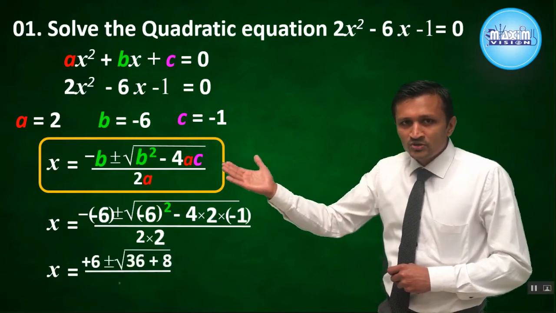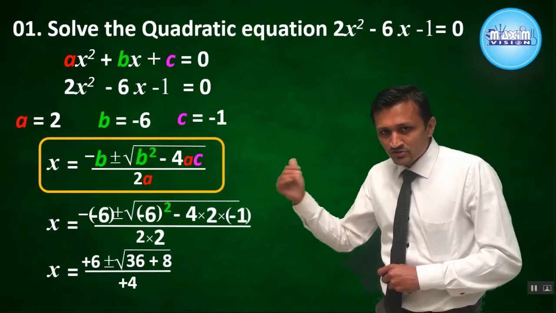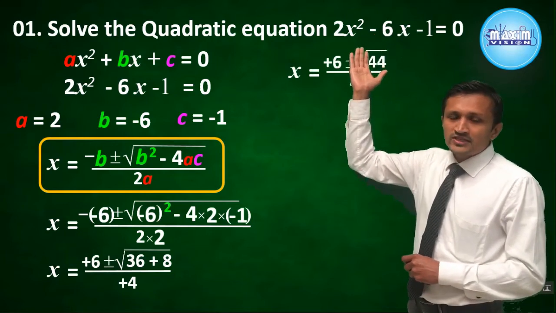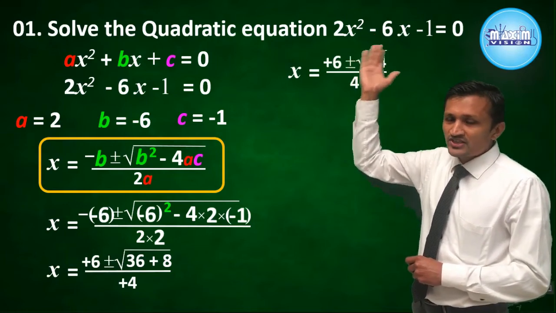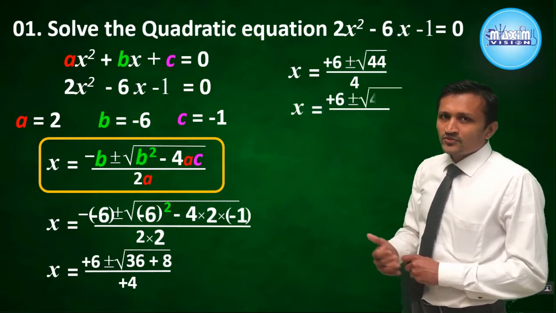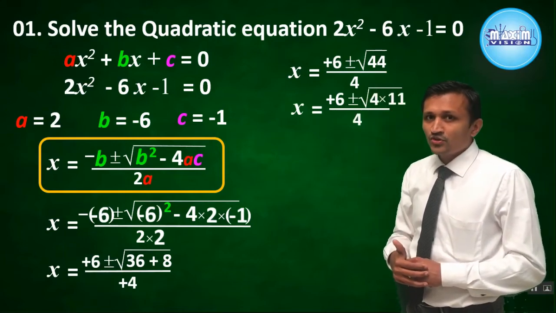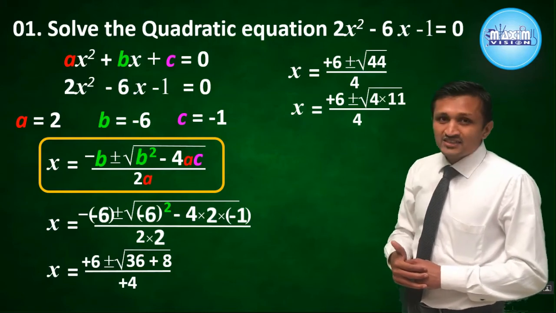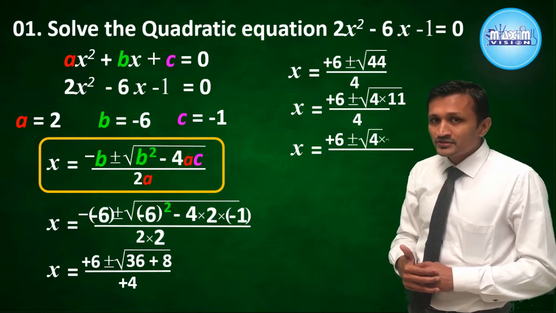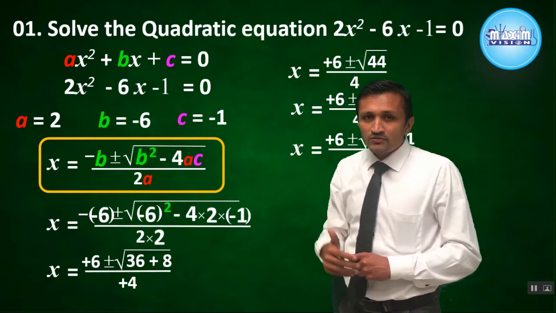Minus into minus 6 gives plus 6, plus or minus the square root of minus 6 to the second power, which is 36, then 36 plus 8, 44. Again, 44 can be written within the square root sign as 4 into 11. It can be arranged as a product with a square number. Then we can separate the square root sign: square root 4 into square root 11.